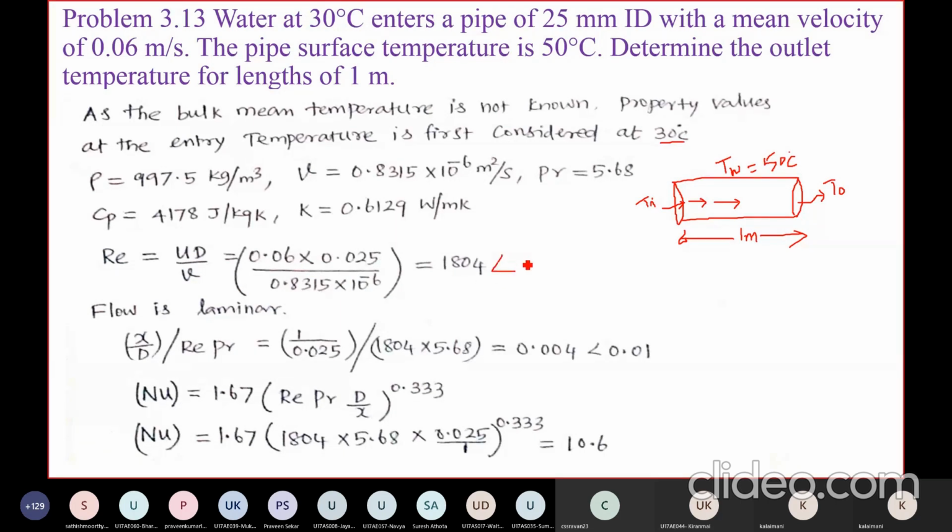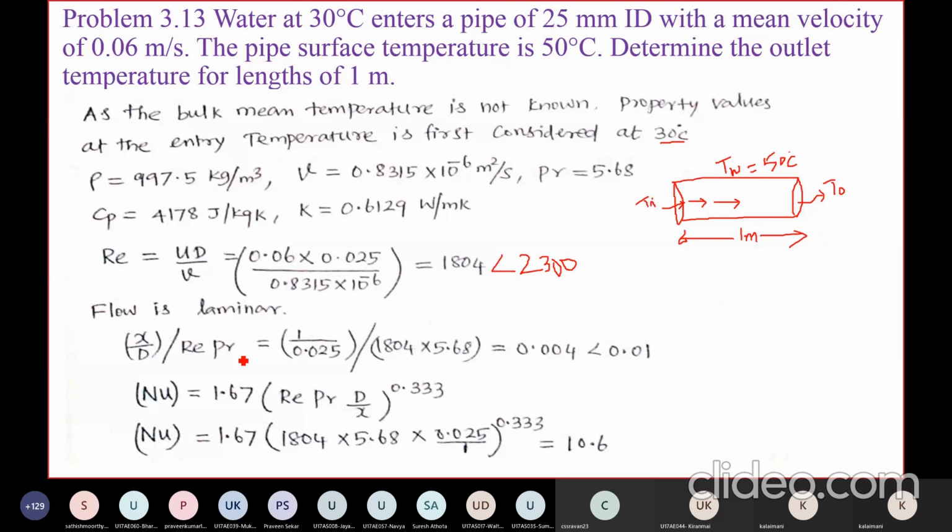It is less than 2300. Therefore, the flow is laminar. In this case, they did not mention anything, so I am assuming the flow is a fully developed hydrodynamic layer. So the flow is laminar.